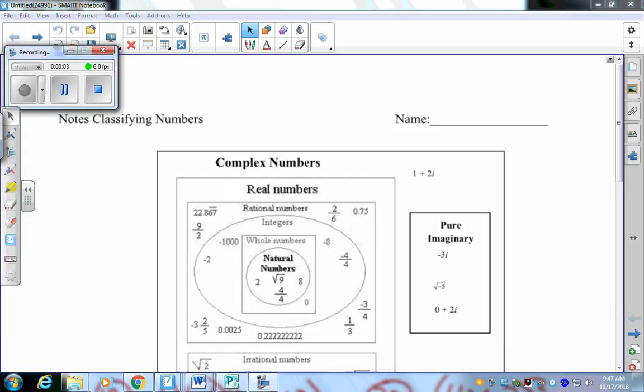This is Unit 4, Lesson 4. We're going to start looking at complex and imaginary numbers today.